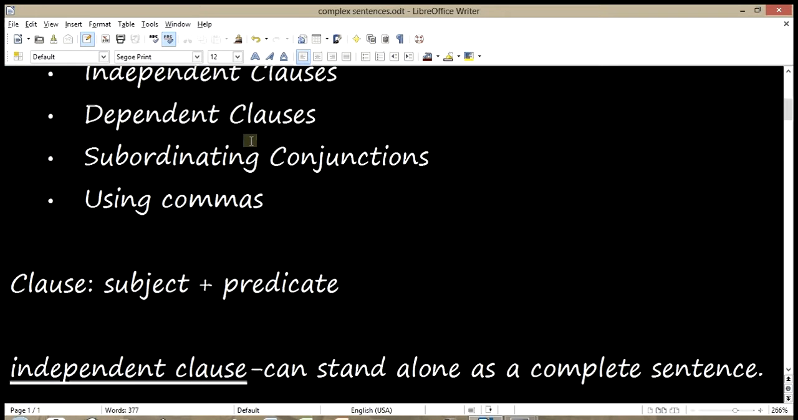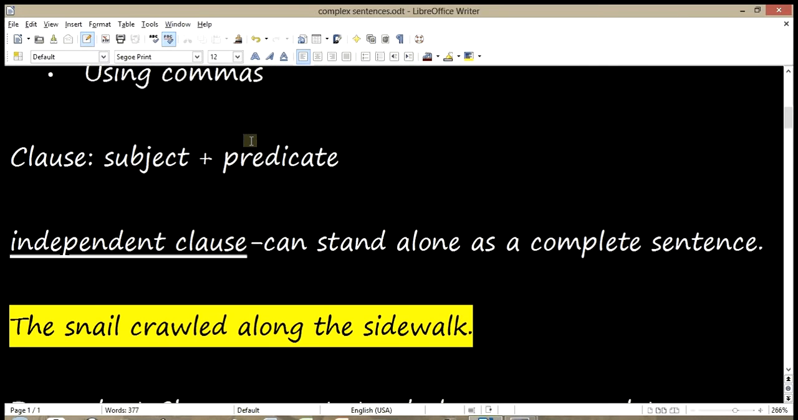So, first of all, clauses. A clause is a subject and a predicate. So it has to have a subject and then it has to have a verb. There are a couple of different kinds of clauses that we'll be dealing with today. First one is an independent clause. An independent clause can stand as a complete sentence. So this is a clause that you can begin with a capital letter, end with a period, and it is a complete sentence.